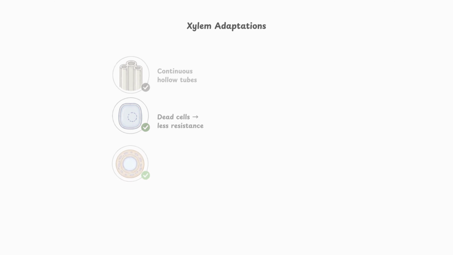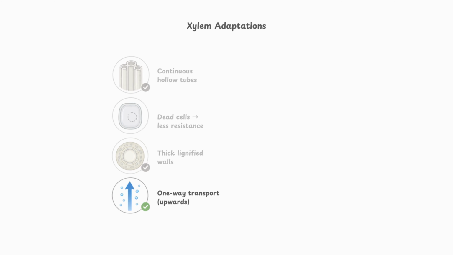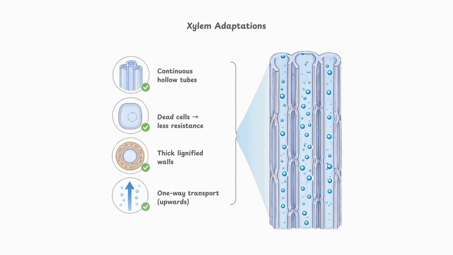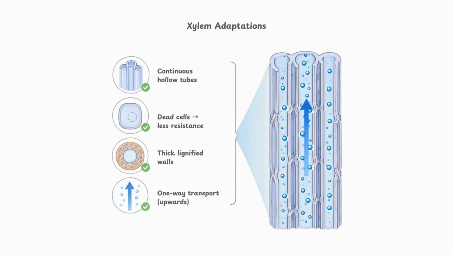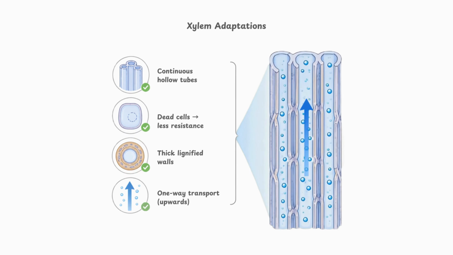Now let's look at how xylem is adapted for its job. First, xylem vessels form continuous hollow tubes, so water can move through easily. Second, the cells are dead when mature, which means there is no cytoplasm blocking the pathway. Third, the walls are thick and strengthened with lignin, helping the vessels stay strong and preventing them from collapsing. Finally, xylem moves water in one direction only, upward from the roots to the leaves. Together, these adaptations help xylem transport water and mineral ions efficiently through the plant.